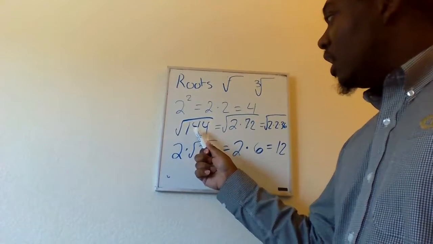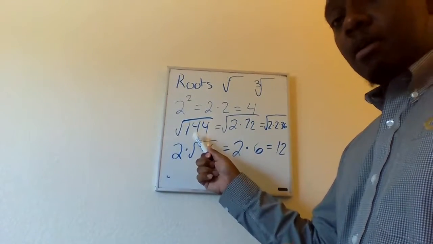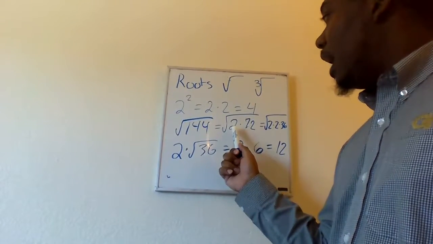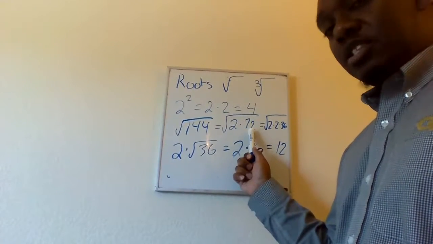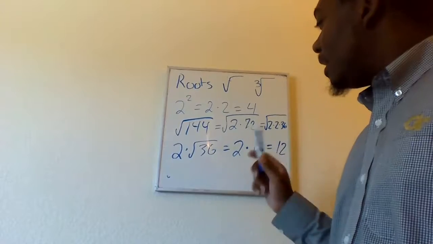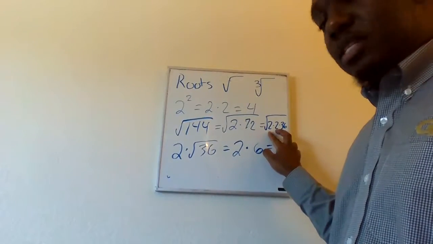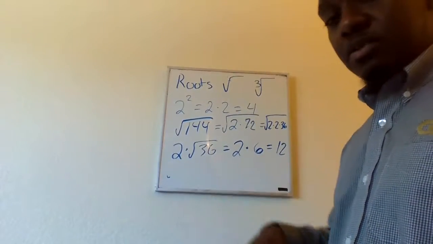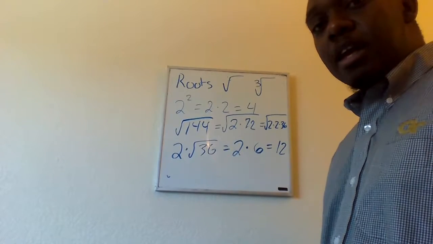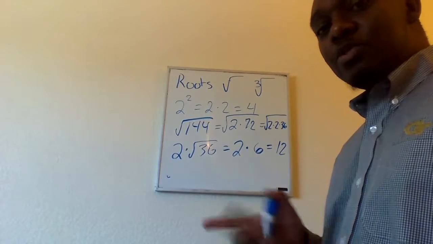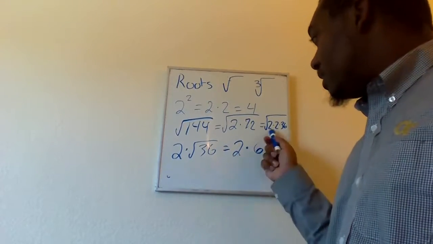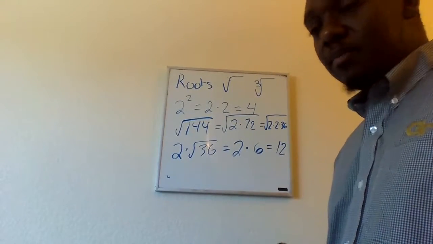You can factor or break apart 144 to see what numbers multiply to get to it, and you can keep doing that until you get two of the same. If you have two of the same number, then you can bring it outside the square root. Why? Because square roots undo squaring something, and if you have two of the same number multiplying, that is squaring it.